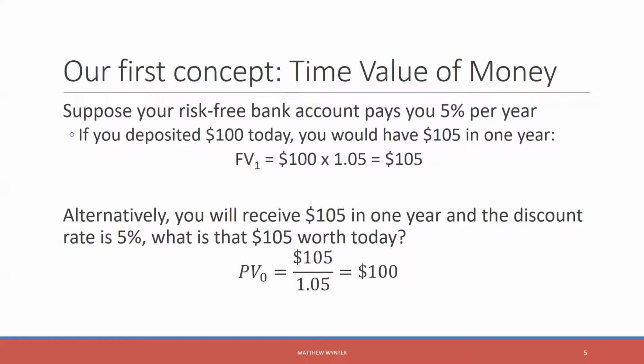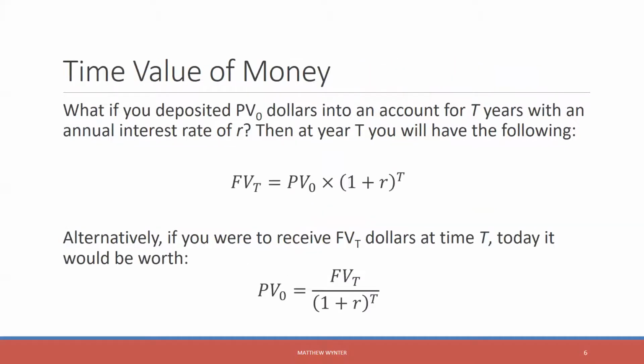And when we do the math, we'll find that today at time 0, that future value of $105 has a value of 100. Hopefully what you see from this example is that even though in the future I'm going to have 105, because I have to wait, because there is a time value of money, its present value is going to be discounted.